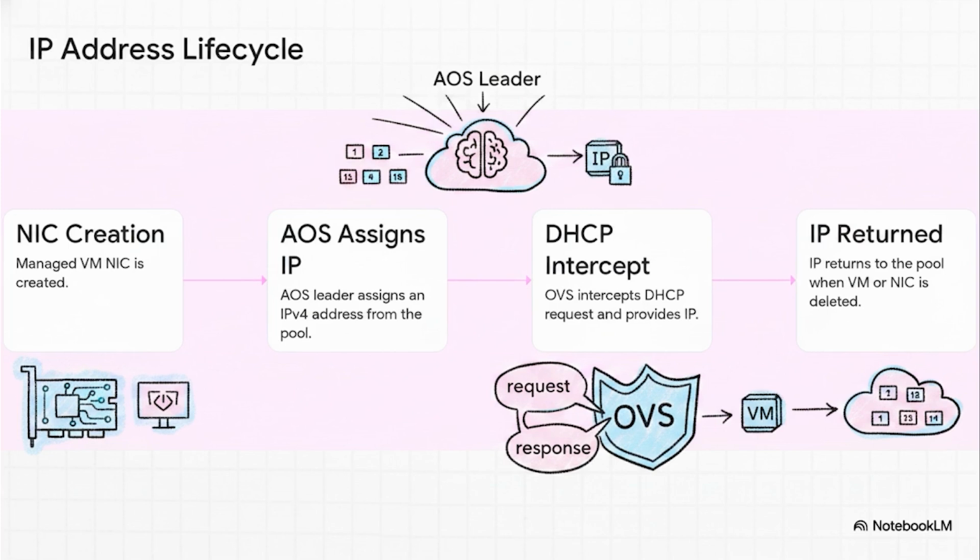Why does that matter? Because it ensures the IP is firmly reserved in the cluster database before the VM even turns on. This completely eliminates those nasty race conditions where two booting VMs might try to grab the exact same IP address. Then, Step 3 happens when the VM actually powers on and requests an IP. OVS intercepts that DHCP request, like we just talked about, and hands over that specific pre-assigned address we just secured. And finally, Step 4, when you delete the VM NIC, or you just delete the VM entirely, that specific IP address is automatically scrubbed from the database and tossed right back into the pool for future use.